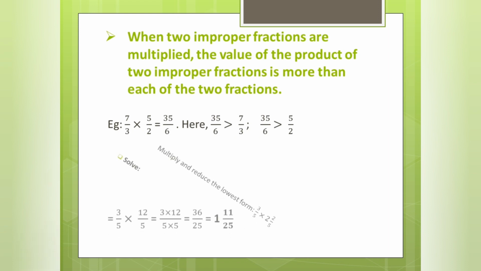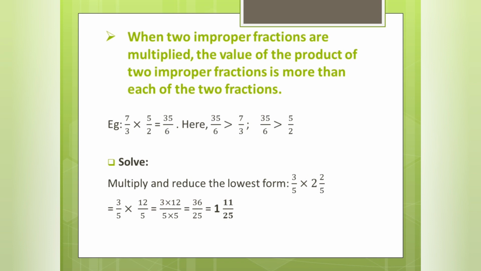Now let us solve one question. Multiply and reduce to the lowest form. Example, 3/5 multiplied by 2 integer 2/5. Again here the mixed number we convert into an improper fraction. 2 5s are 10, 10 plus 2 is 12. That is equal to 3/5 as usual multiplied by 12/5. 3 12s are 36, 5 5s are 25. This is an improper fraction, so we have to convert into a mixed number and make it lowest form. So 36 divided by 25 we will get 1 integer 11/25.